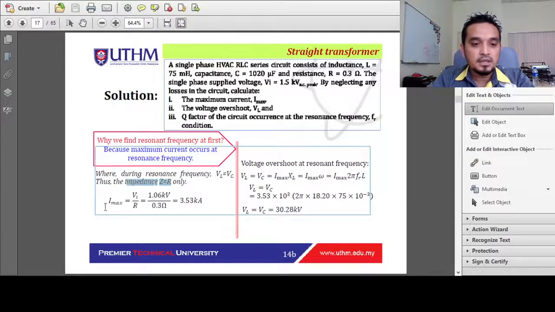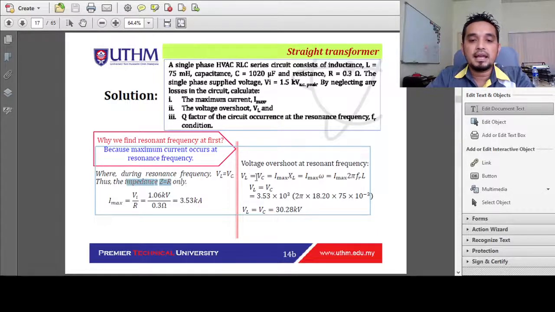Alright, what happens next is that we calculate the Imax. I is equal to V over R. We know the value of V RMS, 1.06 kV, divided by 0.3 will give you 3.53 kilo amps. Alright, so next we look at the second question, the voltage overshoot VL at resonant frequency.